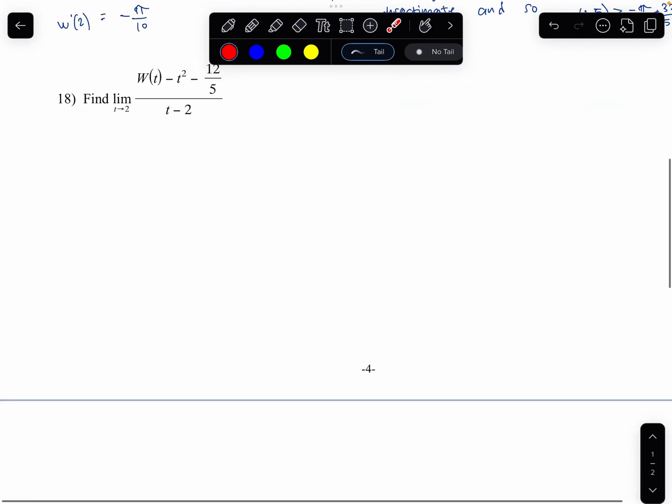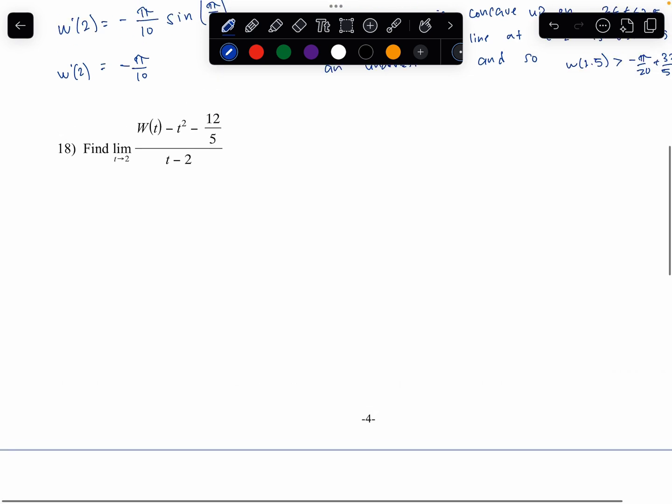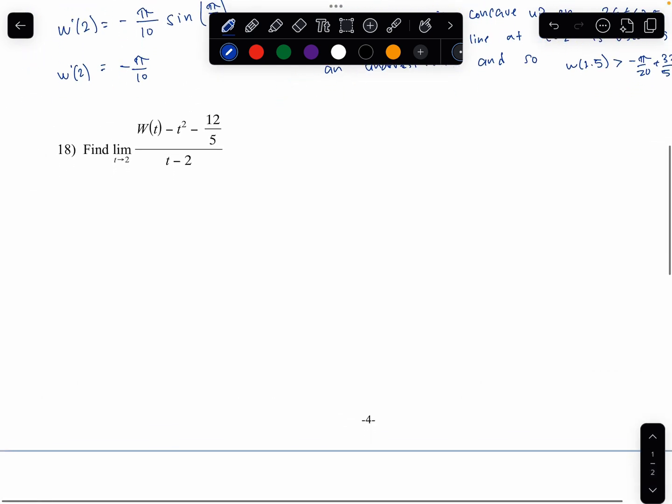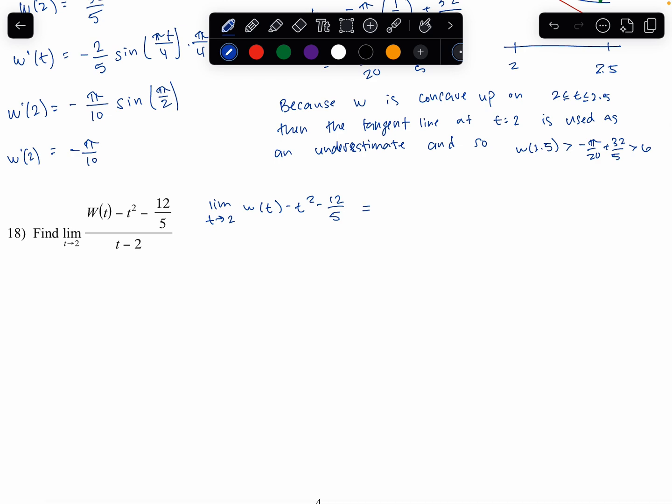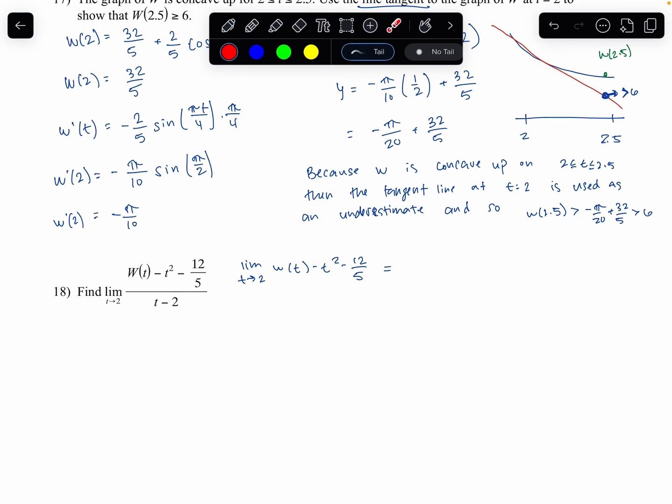Okay, and for the last part, we have a limit. So now this is going to be on L'Hopital's rule, so telling you ahead of time that you have to answer this in the free response format. So what I'm going to do is show the limit as t approaches 2 of W of t minus t squared minus 12 fifths. Now we're going to evaluate W of 2. We already evaluated W of 2 up here, so it's equal to 32 fifths minus 4 minus 12 fifths.